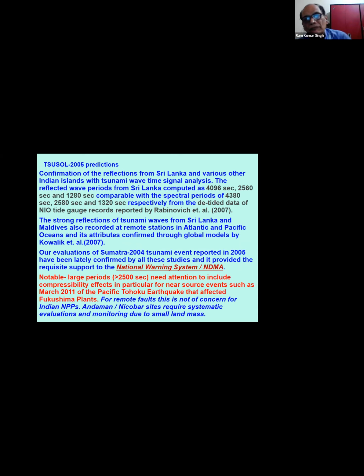So this also gave good confidence for the modeling of tsunami and locating the various sensors, because at that time there was a massive plan for the national warning system, that in addition to this tide gauge data, we should have bottom pressure recorders and other monitoring stations at various locations on the Indian coast.